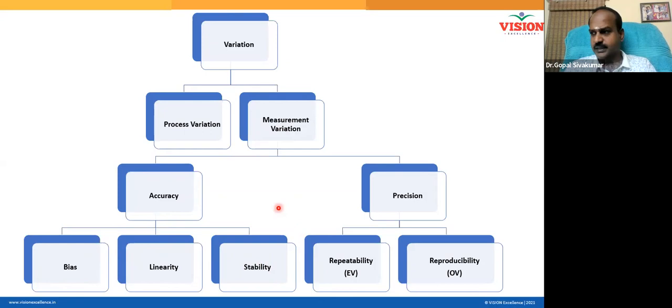On the other side, the precision can be of two types. One is repeatability error, other one is reproducibility error. Certain books call repeatability error as equipment variation, and reproducibility error as operator variation. But just because it is called equipment variation, just because it is called operator variation, it doesn't mean the equipment and operator are responsible for the error. No. Any element of the measurement system can be a reason for the repeatability, can be a reason for the reproducibility. So what is repeatability?